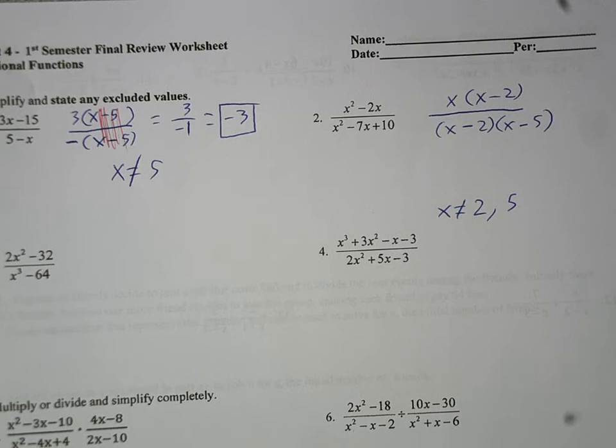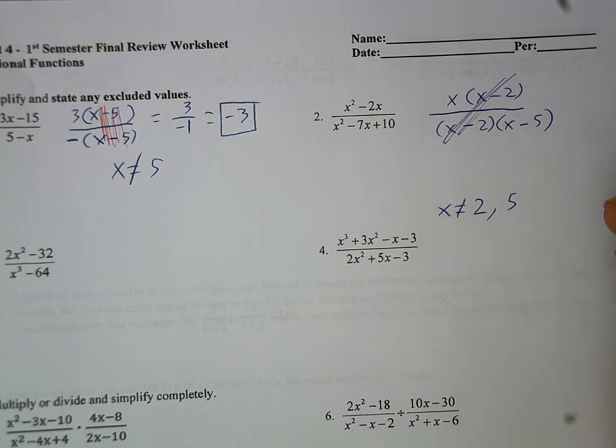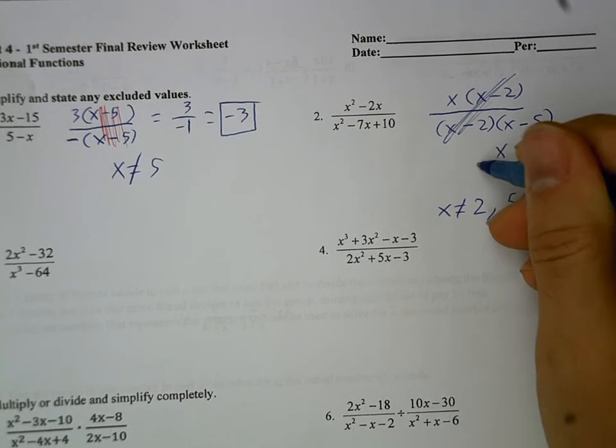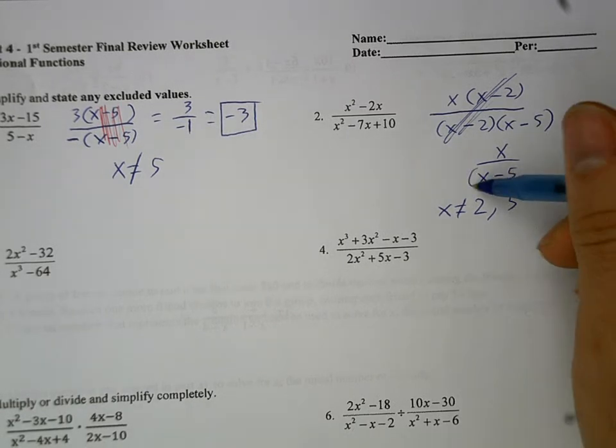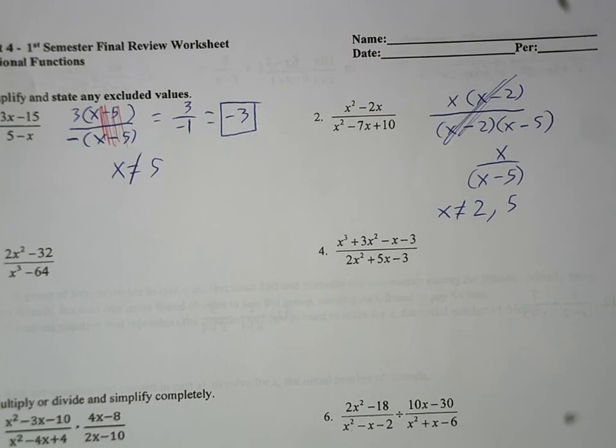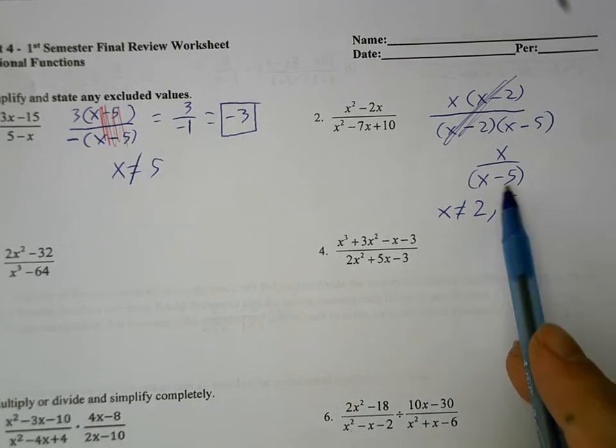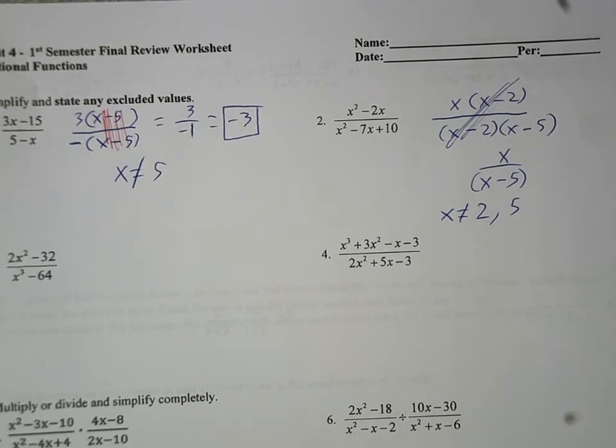Do I have any factors that are exactly the same on the top and bottom? The x minus 2's. Those reduce down to 1. I'm left with just x over x minus 5. Can I reduce the x's? No, because this bottom one is a part of the x minus 5. If you want to leave it in parentheses to remind yourself that that is one piece, go for it. That's a good way of keeping track of the fact that this has to stay together.